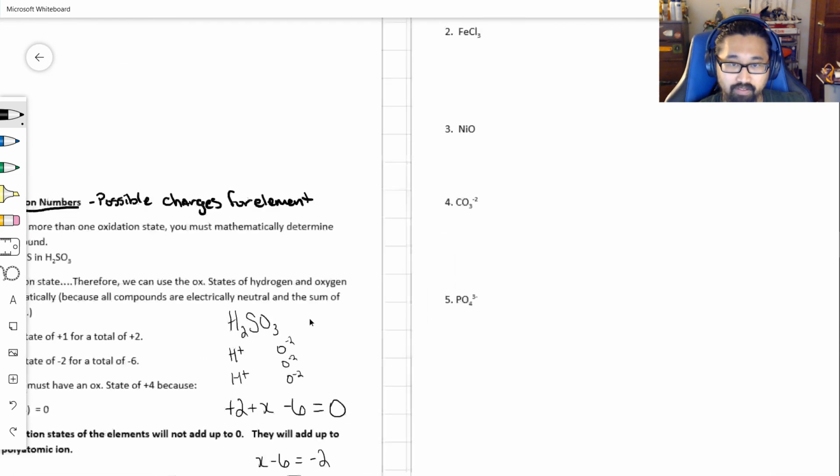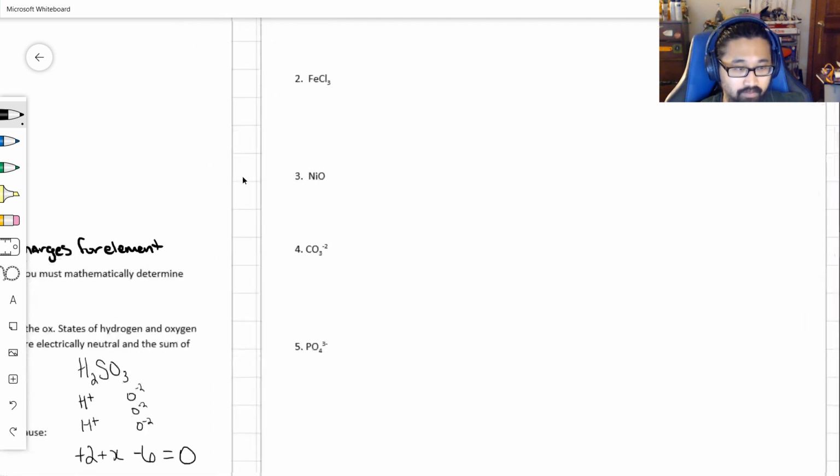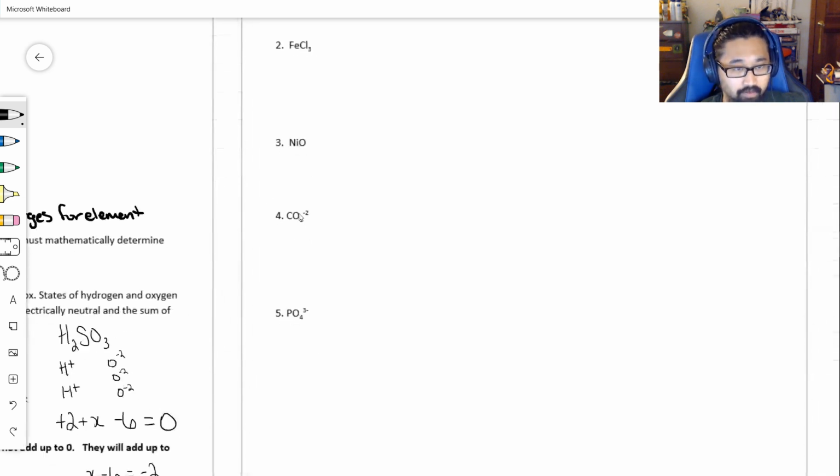They will add up to that number that's in the top left. So for most of these examples, for 1, 2, 3 of these examples, the oxidation states are all going to add up to 0, just like they did here. But for these bottom two, they're not going to add up to 0. They're going to add up to whatever number is in the top left here. All right?